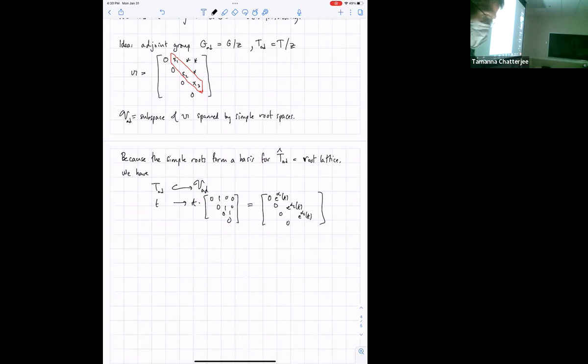And because of this, this is actually an embedding, because the roots span the character lattice. So in other words, V add contains, it's a T add variety, so it has a T add action. It contains T add as an open subset, because that is an open dense subset that you get by acting that way.